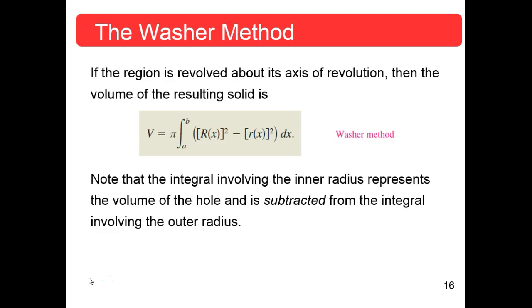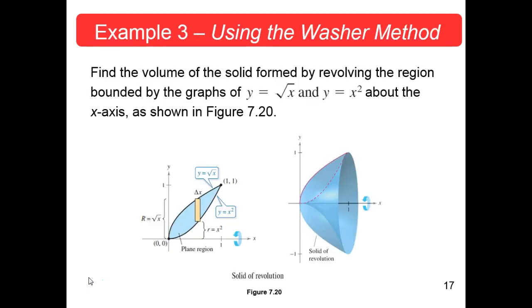If the region is revolved around the axis of revolution, then the volume of the resulting solid will be pi times the integral of the outer radius squared minus the inner radius squared, dx. Think of this as the outer disk minus the inner disk. That gives you your volume. Note that the integral involving the inner radius represents the volume of the hole that is subtracted from the integral of the outer radius. Kind of what I just said, only in different terms. So here's example 3.